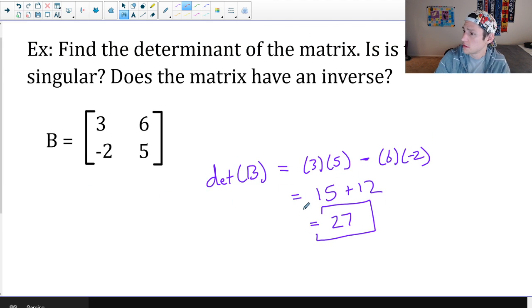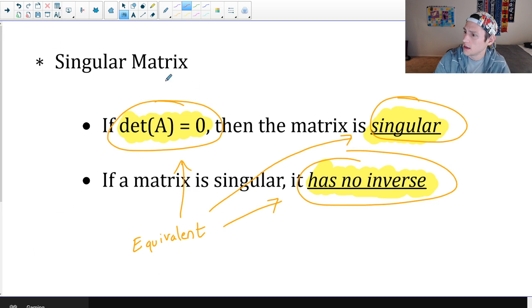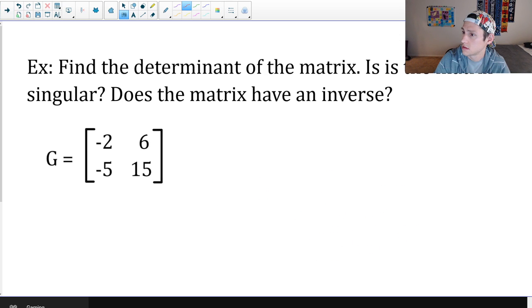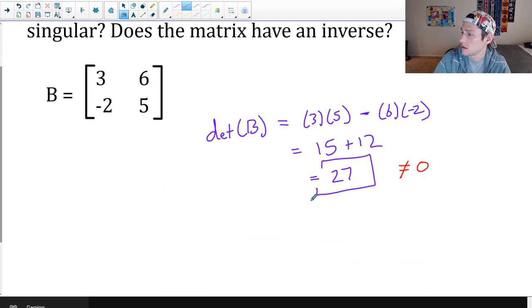Okay, so the determinant is 27. Great. Next up, is the matrix singular? Well, remember, being singular is based on what the determinant is. This determinant is not 0. In order to be singular, the determinant has to be 0. Oops. Okay, so this is not singular.